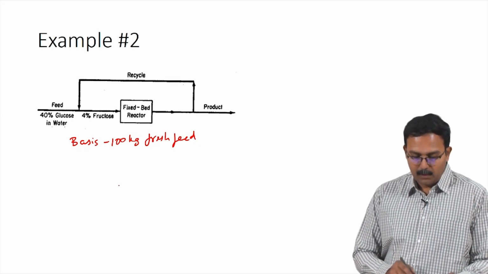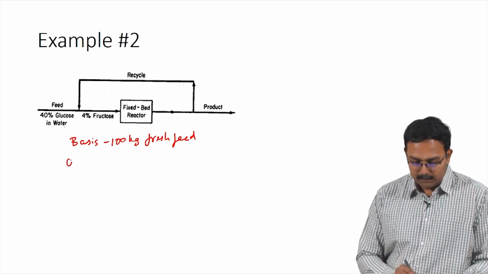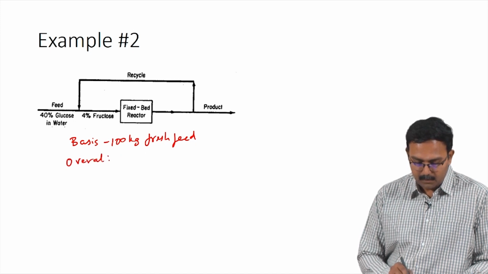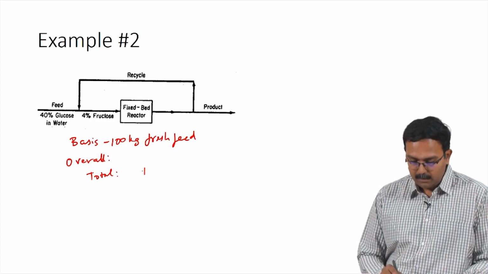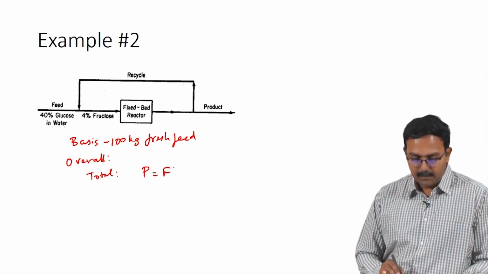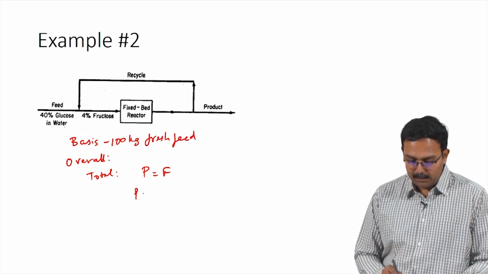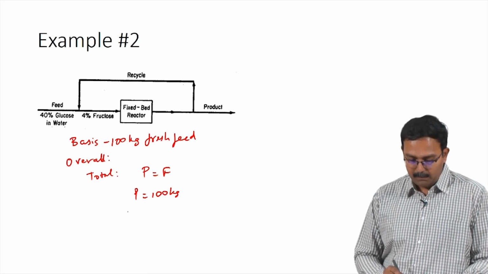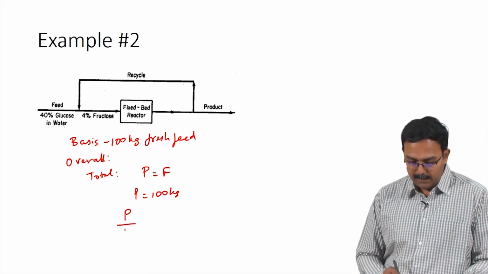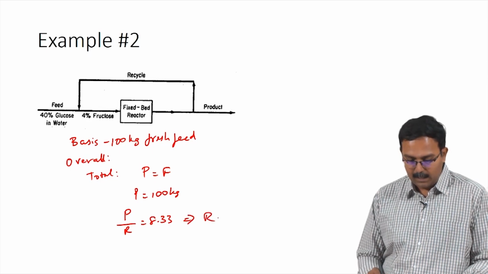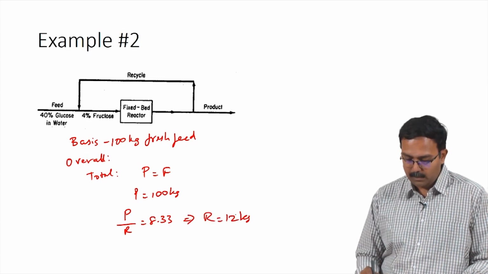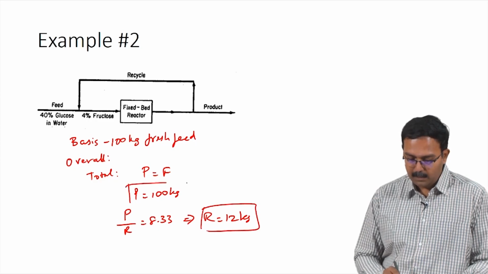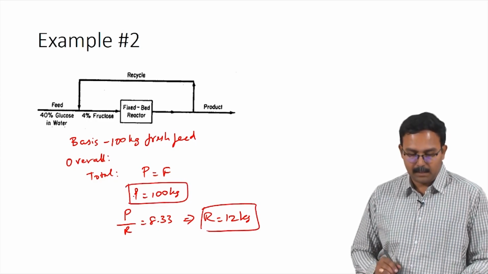If we were to consider the overall system, the total balance for this system would be P equals F. As we know, F is 100 kilograms, P would also be equal to 100 kilograms. The problem statement tells us that P divided by R equals 8.33. This implies R is equal to 12 kilograms. So, we now have information about the product stream and the recycle stream.